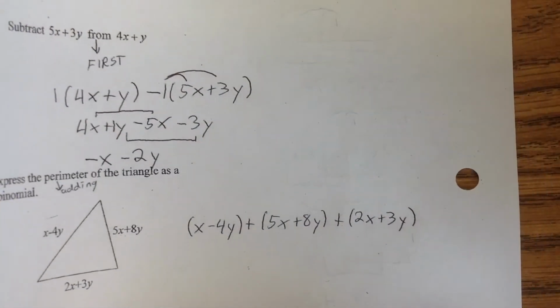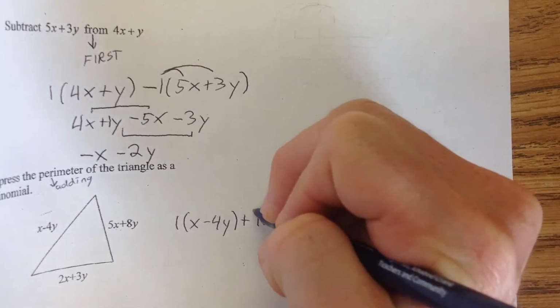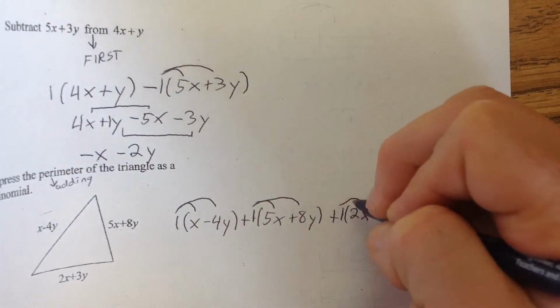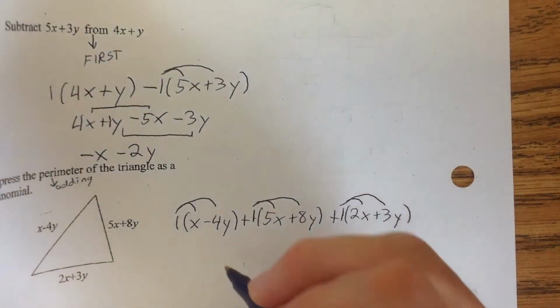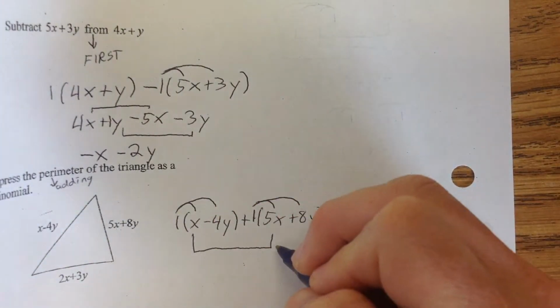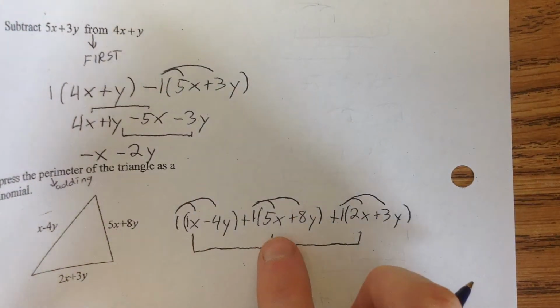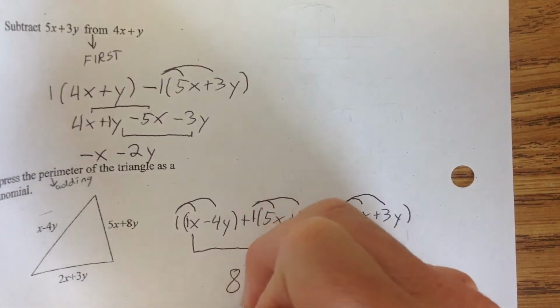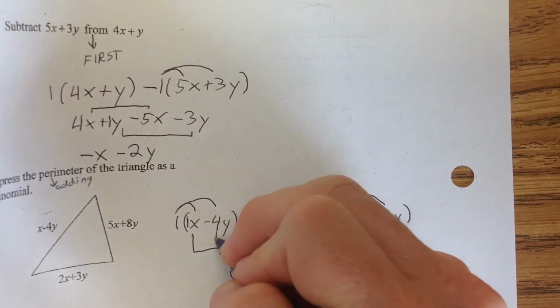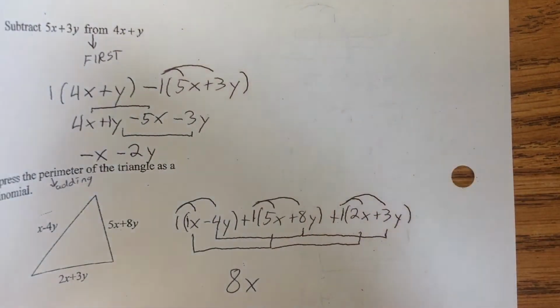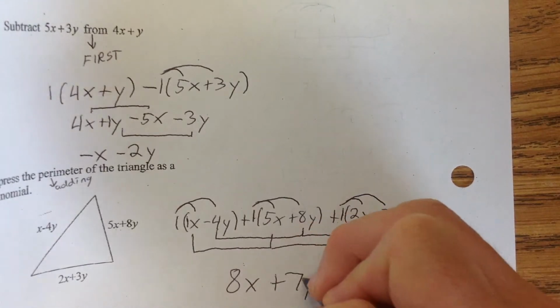Now again, if we look at this, every one of these has a positive 1 that we could distribute. But luckily for us, positive 1 doesn't change anything, so we can just go ahead and combine these. We're combining an x, a 5x, and a 2x, so 1 plus 5 plus 2 is 8x, and then we're combining a negative 4 with a positive 8 and a positive 3. So negative 4 plus 8 is positive 4. And then positive 4 plus 3 is 7y.